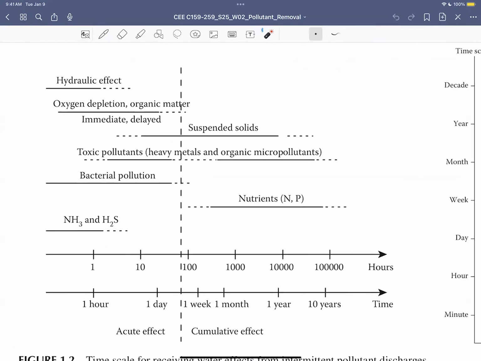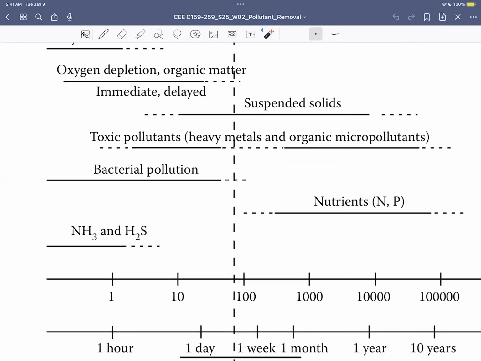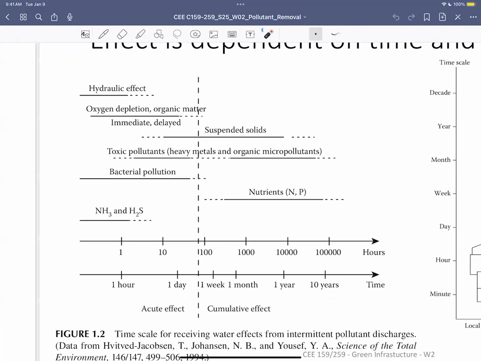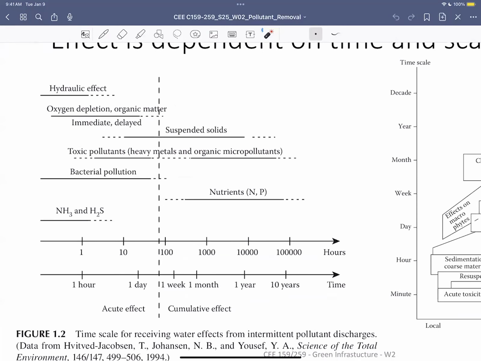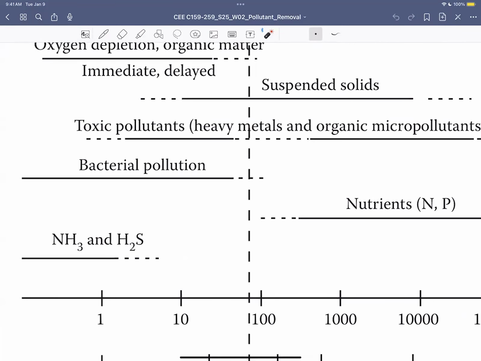And then you can see the toxic pollutants, such as heavy metals, that sometimes last a short time, or organic pollutants that could last a long time, based on how long it takes for degradation to occur. And here you can see bacterial pollutants basically last for a day or a few days. Within a week, most of the bacterial pollution decreases just because of the dying of bacteria by natural bacteria colonies, or because of sunlight.